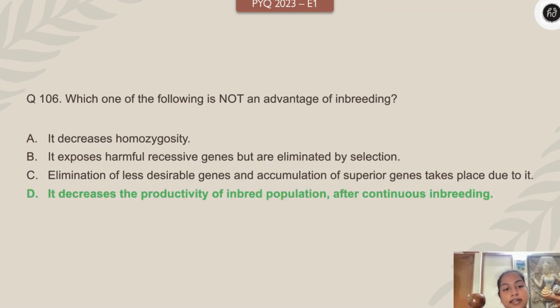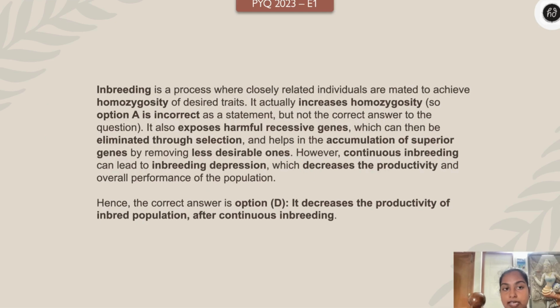Alright, option D is the right answer. It decreases the productivity of the inbred population after continuous inbreeding. So that is not an advantage of inbreeding, right? In inbreeding, closely related individuals are mated to achieve homozygosity of desired traits. Yes, that's true. It actually increases homozygosity, not decreases.